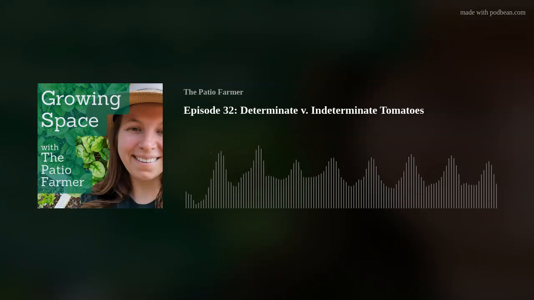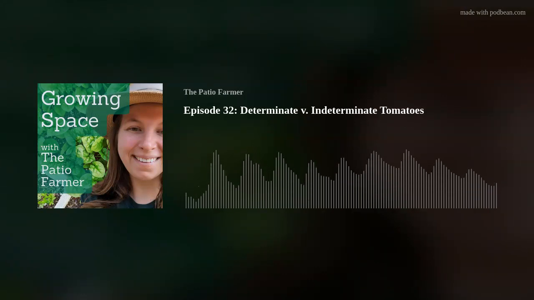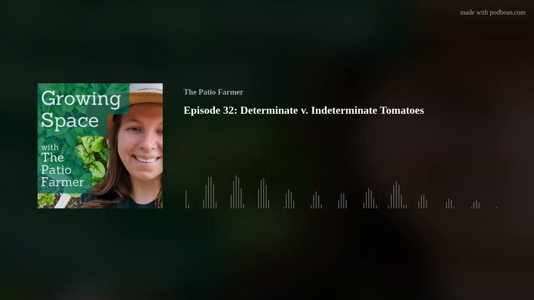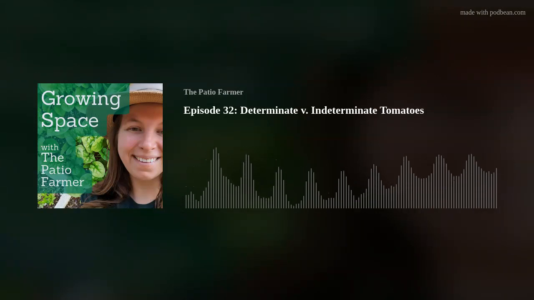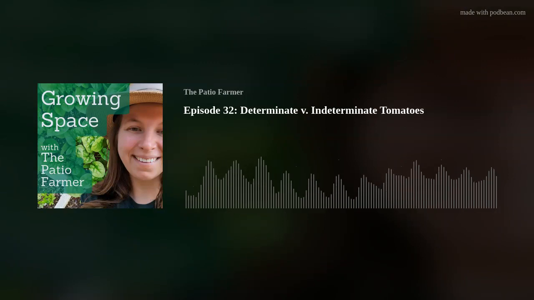So you only want to prune your indeterminate tomatoes because that energy is going vertically, right? That productive energy is going vertically, but the plant is still going to produce shoots out to the side that can be a distraction from that vertical production.